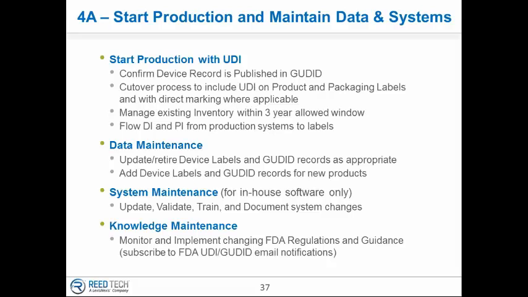Data maintenance step is updating, retiring labels and GUDID records. So you have to keep an eye on that. If products are getting taken off the market, we're going to have to clean that up in the GUDID, and add device labels and GUDID records for new products. You'll start experiencing this when you have a product change coming, and you realize that a couple of values have to change, and they go, oops, you can't change that, you're already published. The FDA is telling you this requires a new primary device identifier, and you have to either retire the old one or let it ride until it's no longer on the market.